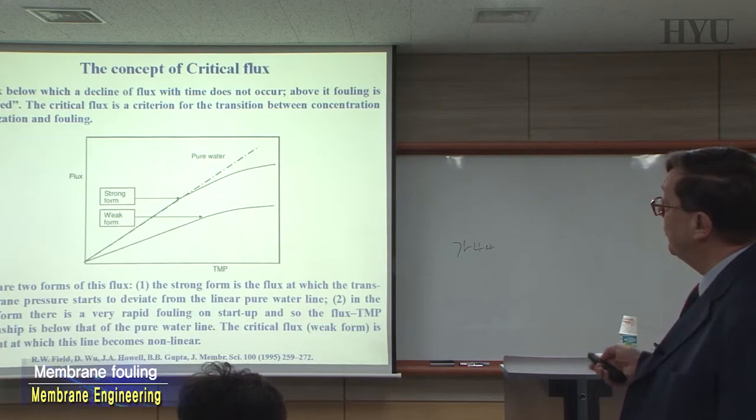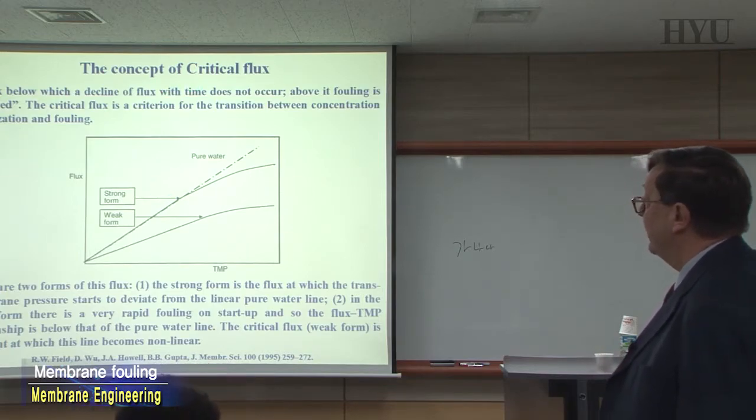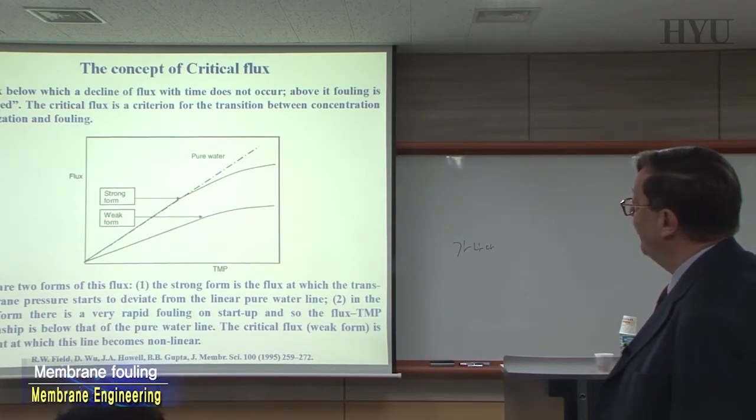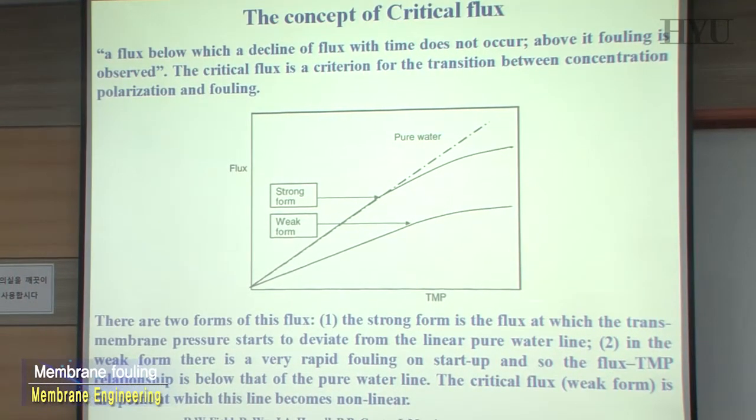If you go a little bit more in detail, there are people who have been working on this, and you can have what is called a strong form of critical flux and a weak form of critical flux. The strong form is the one in which the transmembrane pressure starts to deviate from the linear pure water line. That means this is the situation that you have in step number 1, and you just start to deviate from here, you have this kind of irreversibility.